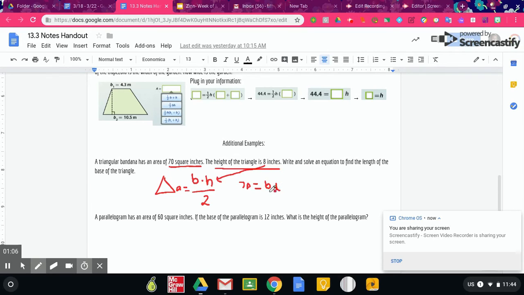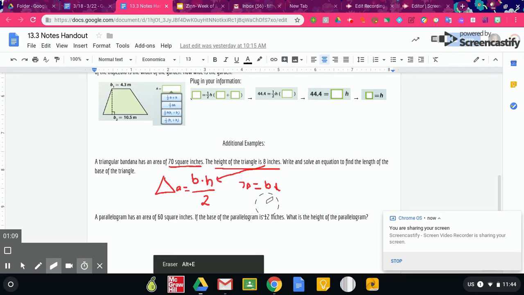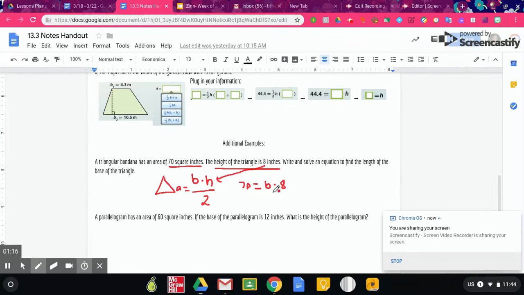I know you're not supposed to use the X. That doesn't even look like an X anyway, so let me just use the dot. Times 8. And then divided by 2 is just part of the formula. Okay, the first step in solving this is to, let's see, this little bar right here means division. So the first step is to multiply by 2. If I multiply by 2 on this side, it gets rid of the 2 for me. But I have to multiply by 2 over here. And 70 times 2 is 140.